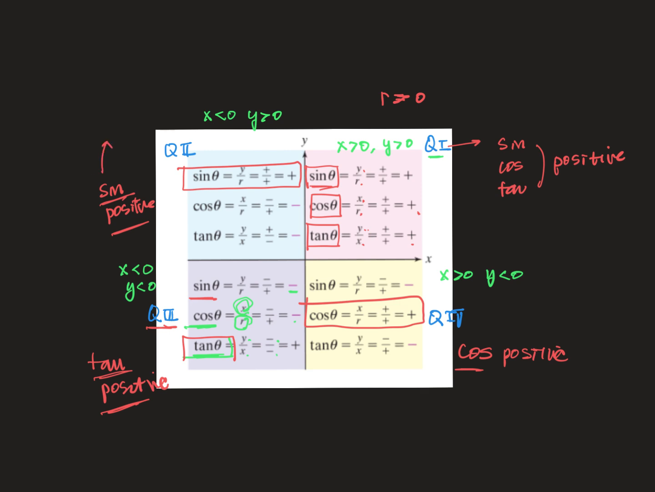Sine is positive, meaning cosecant is positive because it is the reciprocal of sine. Tangent is positive, meaning cotangent is positive. Cosine is positive, meaning secant is positive.